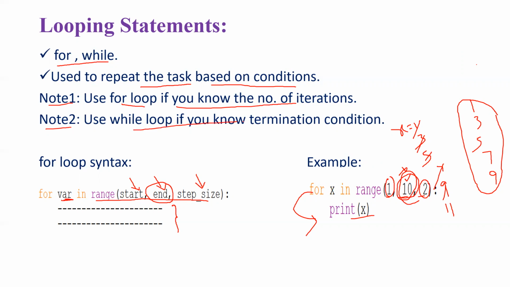Use the while loop if you know the termination condition, which means if you don't know how many times your loop will iterate, but you know that a termination condition, like when to stop the iteration, when to come out from the while loop, like that, in that case you need to use the while loop.